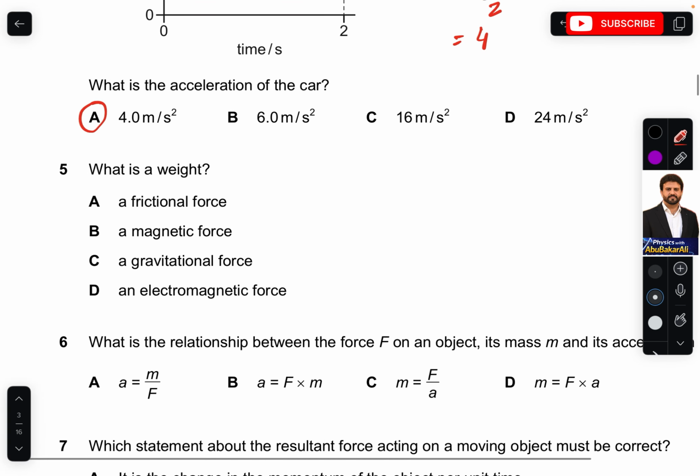Question 5. What is weight? By definition, weight is the pull of Earth or the gravitational force acting on the object. It is C.